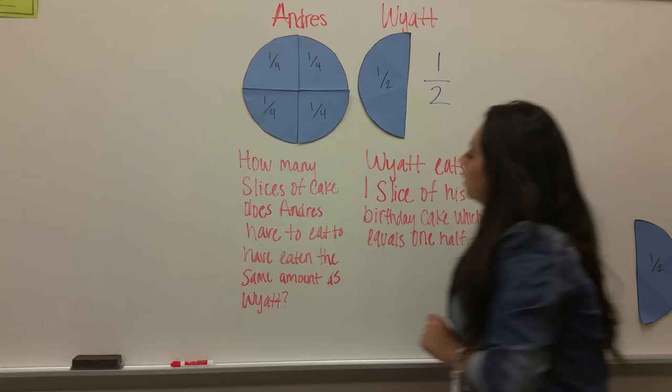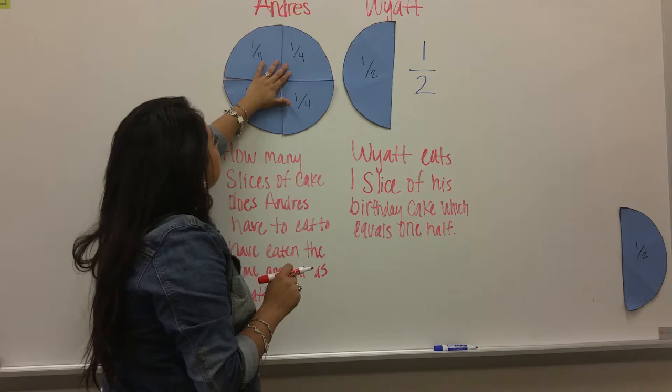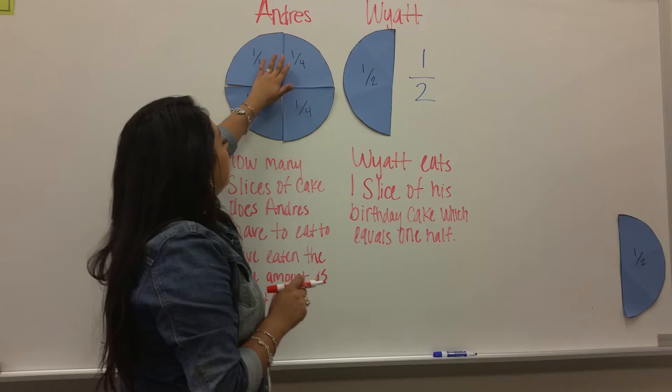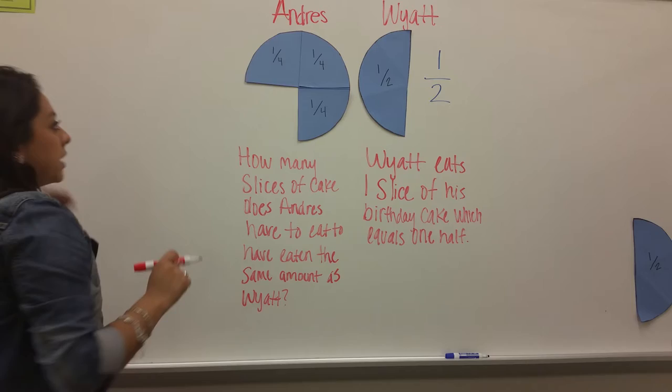We know that Wyatt ate one slice, and that one slice is equal to one half. Let's come over here to Andres, and let's say Andres eats three slices of cake because he thinks that since his one slice is really big, he's going to eat three slices of his birthday cake. So, three slices for Andres. Let's see what that comes out to.